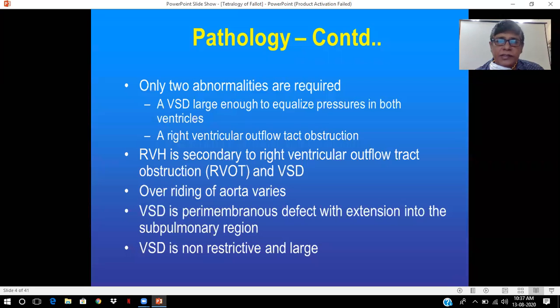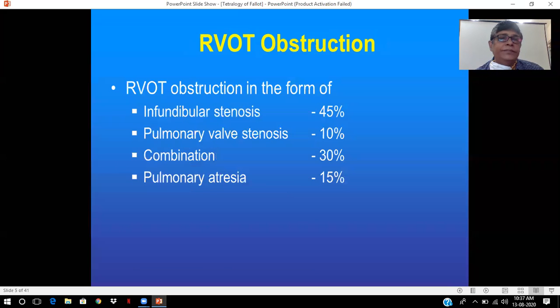The VSD is a perimembranous defect with extension into the subpulmonary region. It is non-restrictive and very large. The right ventricular outflow obstruction can be infundibular stenosis in most cases, about 45%. Pulmonary valve stenosis is 10% and a combination in 30%. In very few cases, about 15%, it can be pulmonary atresia, meaning the pulmonary valve will be absent.